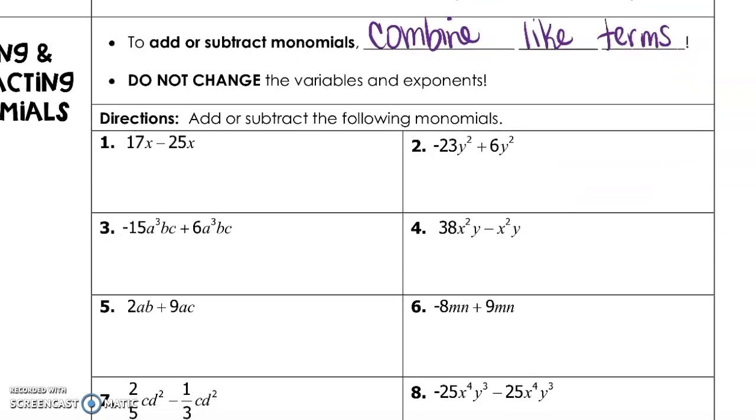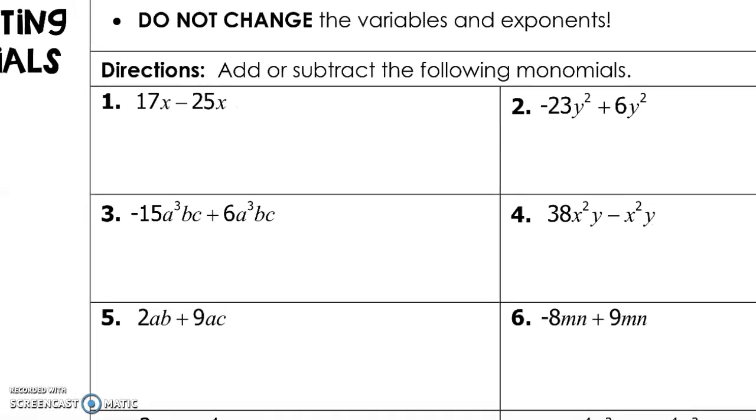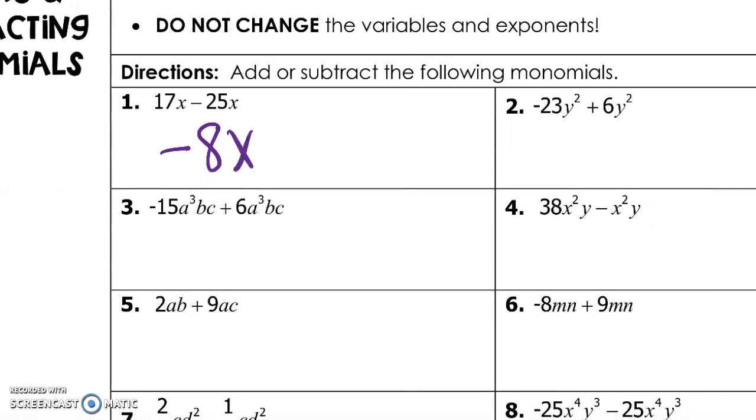So first we're going to do all the odd ones, and then I'd like you to pause and try all of the even ones, and then come back and check your answers. So for the odds, you start with 17 minus 25, which gives you -8, and then the x just comes along. All right, so again, you're just combining the coefficients, the front numbers.